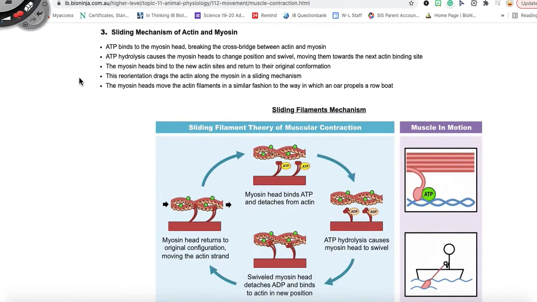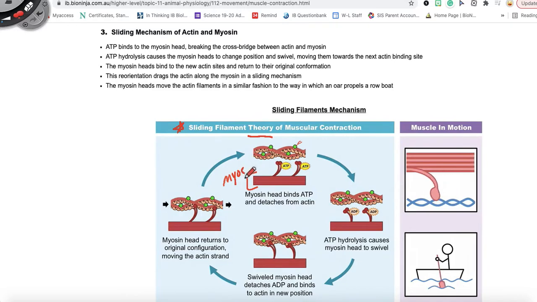So I'm going to move it up a little bit. And here you see, it's also known as the sliding filament theory of muscular contraction. And here we see that the calcium ions in green right there have bound to troponin, and tropomyosin has exposed the binding heads. And now myosin, which is here, so this is myosin.